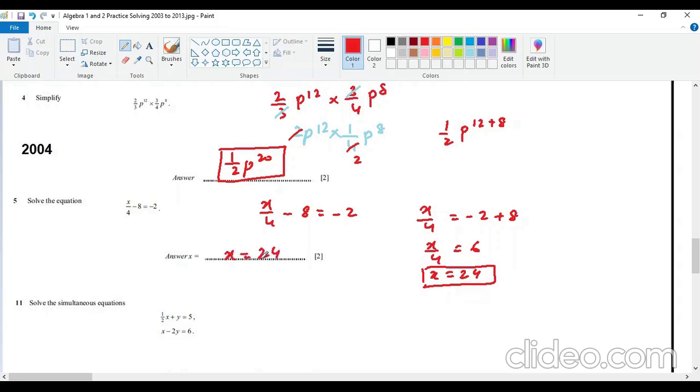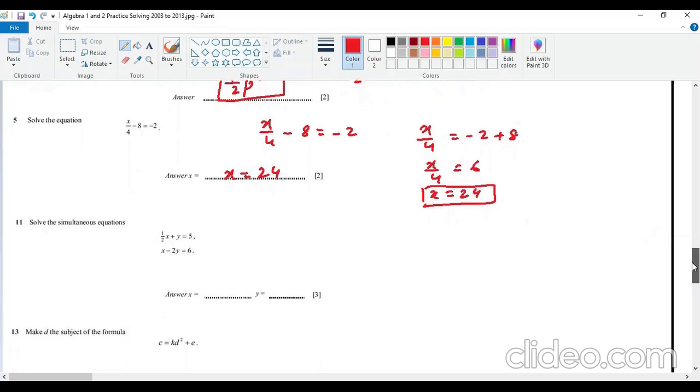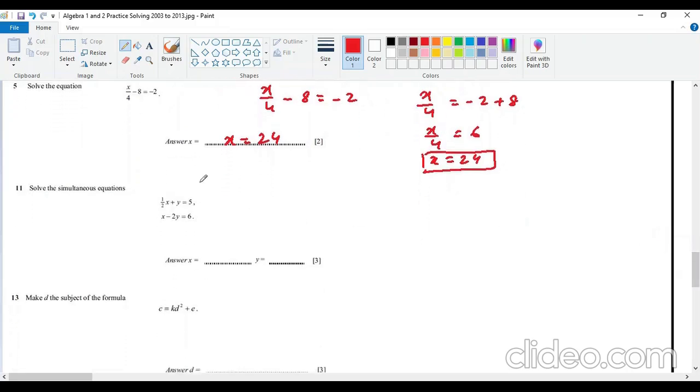Then comes question number 11 in the paper. I have selected from that. Now, it says there are two equations, 1 over 2 x plus y equals 5. And the second equation is x minus 2y equals 6. Now we need to equalize, either we can equalize y or x, anything that we eliminate. I am choosing here to make y eliminate.